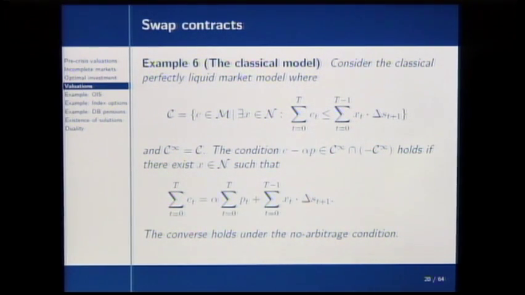Here's just an example again in the classical model for when this replicability condition happens. In the classical market, it happens exactly when the claim is replicable or attainable, or whatever you want to call it.